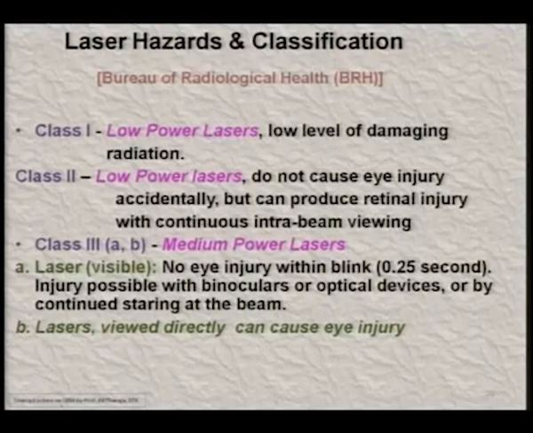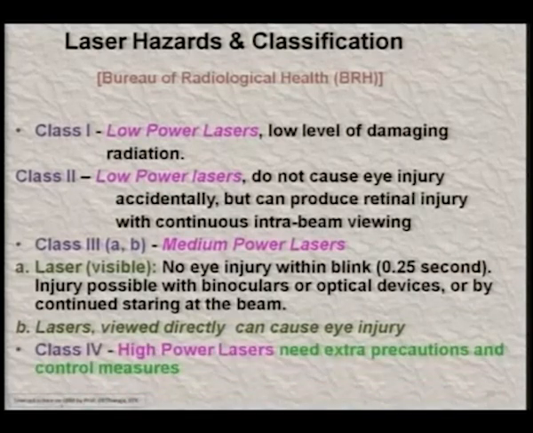Lasers viewed directly can definitely cause injury to the eye if they are class 3 lasers, class 3B type of lasers. And then class 4 lasers, which are high power lasers, need extra precautions and control measures to avoid any hazard to the operators or other people. So, one should know these characteristics and should observe precautions while looking at the lasers, otherwise they may be harmful to the operators or the human beings in some form or the other.